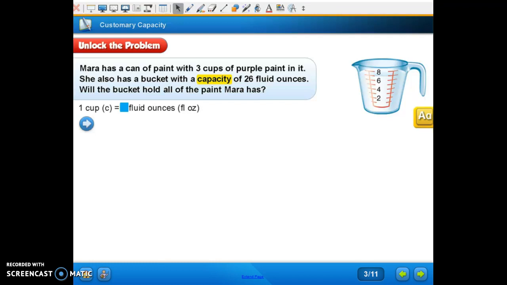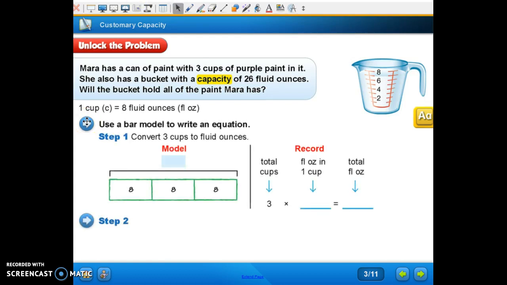Here you'll see that they give you a 1 cup measuring cup. How much does it hold? 8 ounces. Okay. 1 cup equals 8 fluid ounces. Remember that. If you need to fill that in on your paper, you need to put 8.